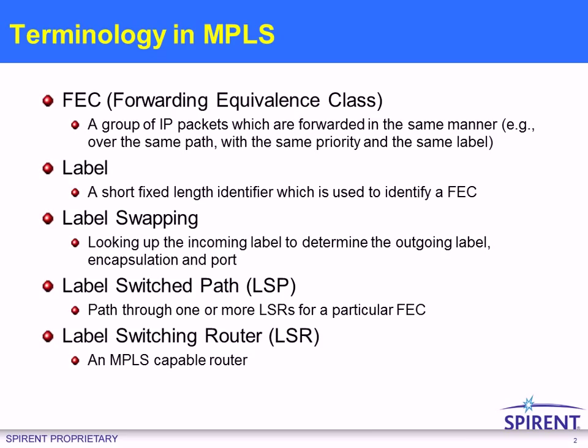Label swapping, looking up the incoming label to determine the outgoing label, encapsulation and port. As you'll see, there is no end-to-end significance with the label values that are used in MPLS. Label switch path, or LSP, a path through one or more label switch routers for a particular forwarding equivalence class, or FEC. LSR, or label switching router, an MPLS capable router.